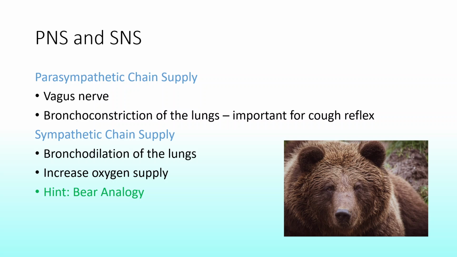For the sympathetic chain supply, we have both the vagus nerve and the sympathetic trunk innervating the pulmonary plexus, which can result in the bronchodilation of the lungs to increase oxygen supply. Now you might be asking, why do we need to bronchodilate? Why do our lungs dilate when everything else is mostly inhibited? Well, that's because it supplies blood to the skeletal muscles, right? Having that increased oxygen supply means that oxygenated blood can pump to the muscles very quickly.